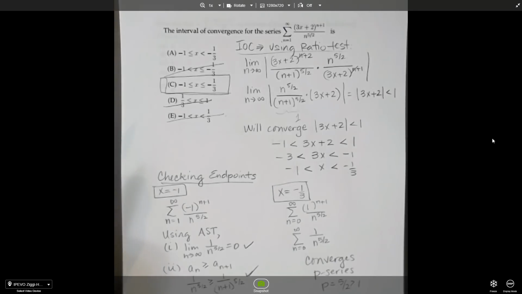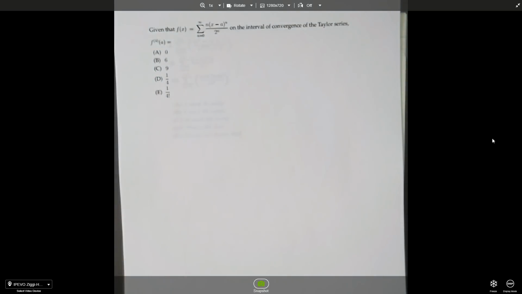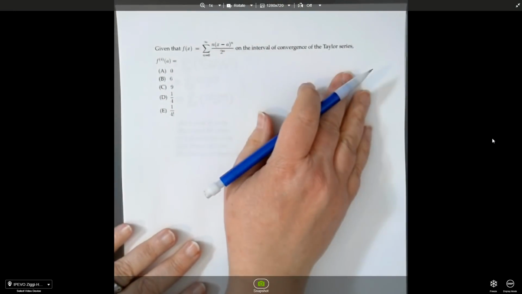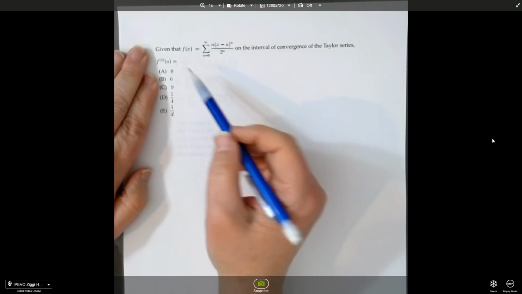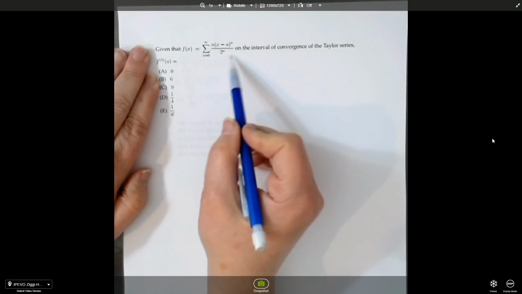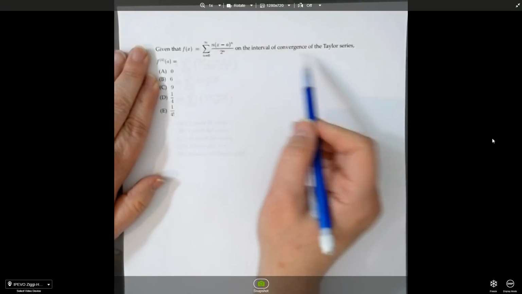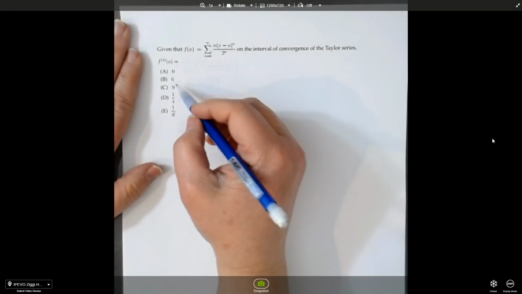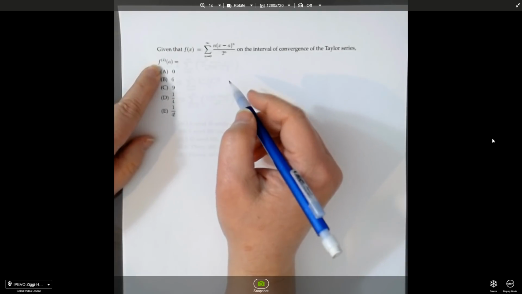Okay, moving right along. I also figured while going through this stuff, I would combine Taylor series knowledge in some of the multiple choice here. And this is a common type question that you might see. It's given that f of x equals this series here on the interval of convergence of the Taylor series, which means if it's on the interval of convergence, it's going to be something we can use to approximate the function. The fourth derivative of a equals what?